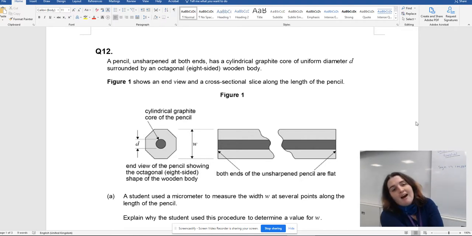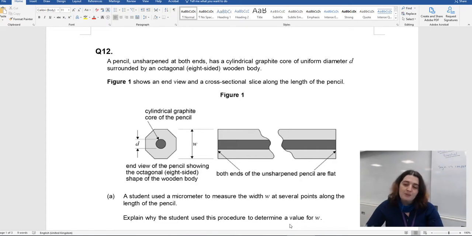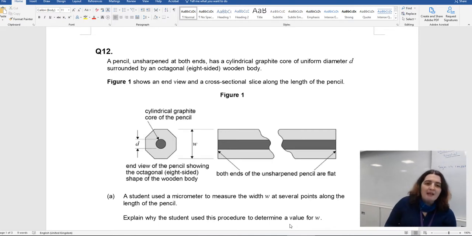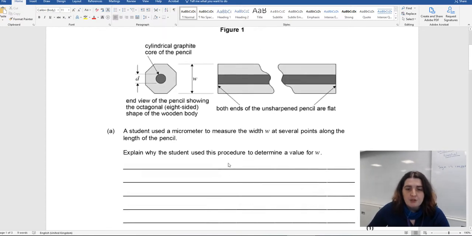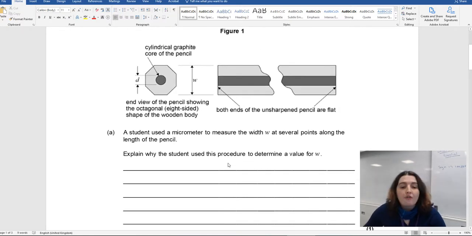It's halfway through. And today I'm going to be dealing with a question that's actually from a practical paper, and it has very little to do with physics and more about how you can read equipment and deal with uncertainties. So it's got a pencil that's unsharpened at both ends. It has a cylindrical graphite core and an octagonal outside body. The student uses a micrometer to measure the width at several points along the length of the pencil. Explain why this procedure is used to determine the value of W.